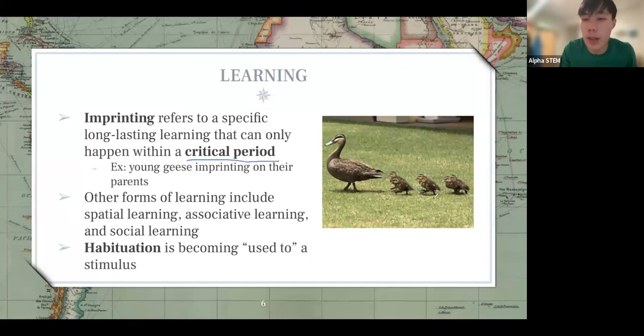If you've ever seen baby ducklings following around their mother, if you were beside the eggs when they hatched, these young ducklings probably would have imprinted, as we'd say, on you, and then they would think that you are their parents. So it's specific long-lasting learning. For example, learning who your parent is can only happen within a critical period. For these, it's a few minutes after birth. If it doesn't happen within the critical period, then this learning can't ever be redone.